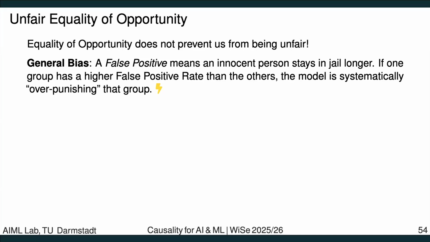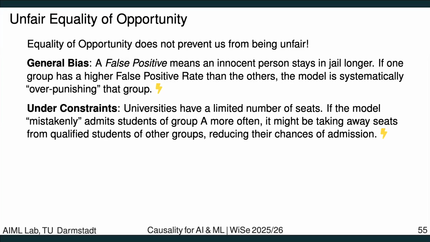But maybe there is also a cost, and maybe also a really high cost to false decisions. So maybe if we take decisions on whether people get out of jail or not, it's nice if everyone has the same chance to get out of jail, but maybe one group is discriminated against, because if you have really high false positive rates for some subgroups, we might overpunish that group.